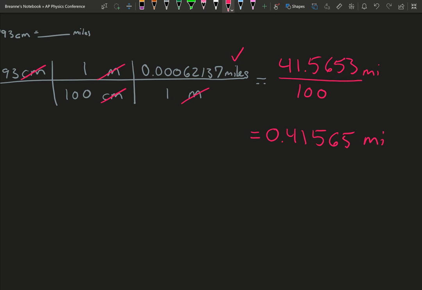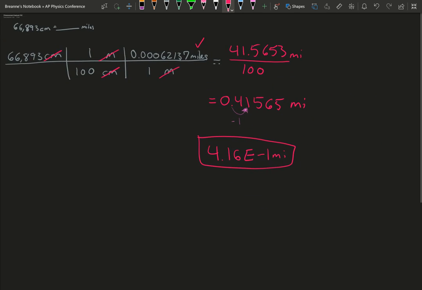That's in standard form. We always want to be in scientific notation, so the decimal has to move 1 over, going from a smaller to a bigger number, so it's going to be a negative. So our answer is going to end up 4.1, round that up to 6, e to the negative 1 miles. So that's our number 1.